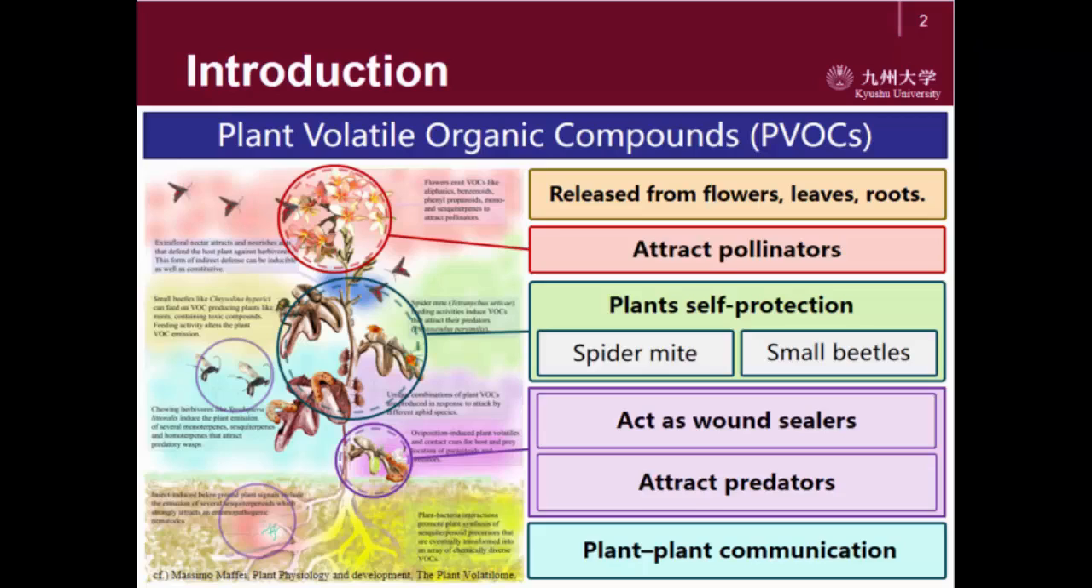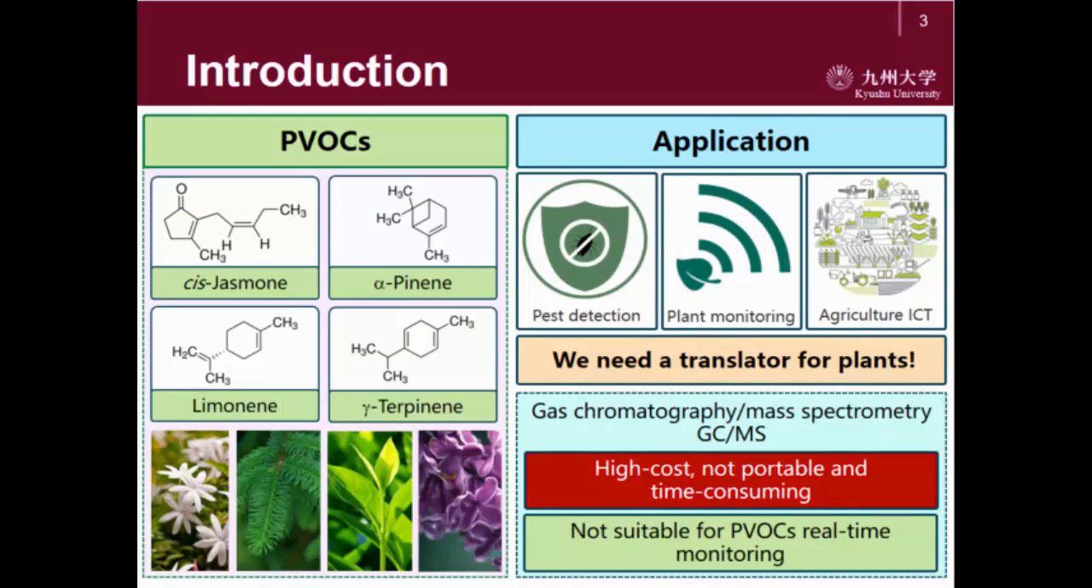And these PVOCs can not only act as wound sealers, but also attract the predators. PVOCs always play a very important signal for plant-plant communication. So we can regard PVOCs as the language for plants. It is very important to detect the PVOCs for pest detection, plant monitoring, and agriculture activity. So we need a translator for these plants.